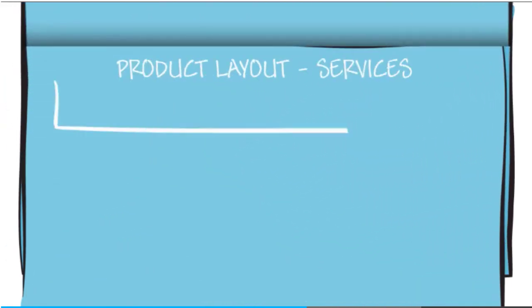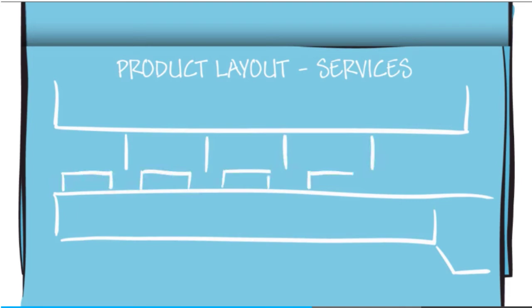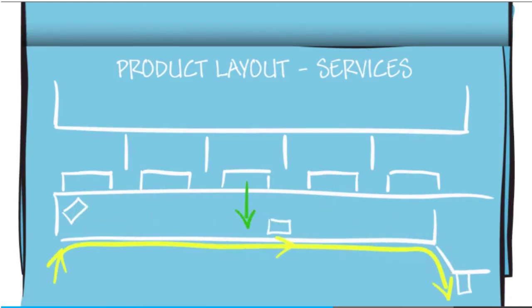A cafeteria line would be an example of a product layout for service delivery. In a cafeteria line, customers move down a preset line and choose from a number of food options. While this layout can create efficiency, it is not particularly flexible and can frustrate customers who are only interested in one item in the line.